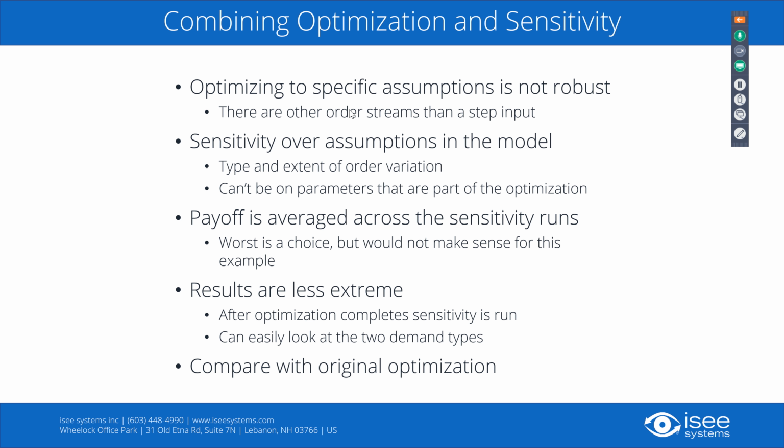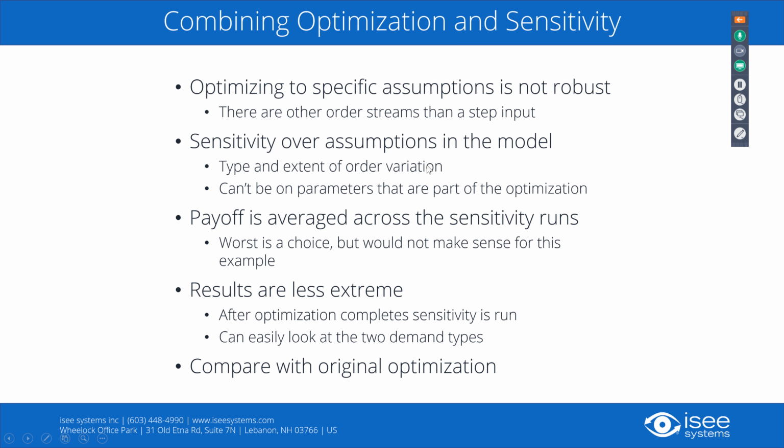So a way to get around that lack of robustness is to do sensitivity over the assumptions in the model. And this would be essentially the type and extent of order variation as the thing that we're going to use as sensitivity. And an important note, although it may seem obvious, is we can't do sensitivity in a parameter that we're going to then be optimizing over. That would give us kind of nonsense results.